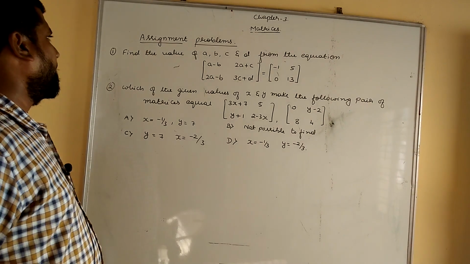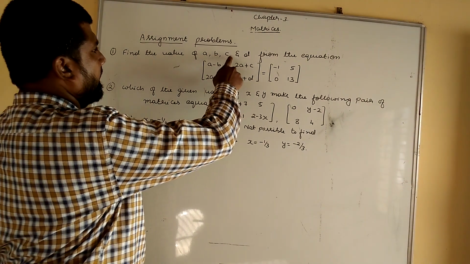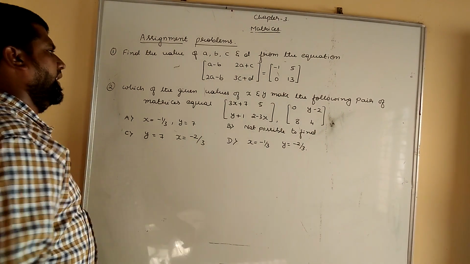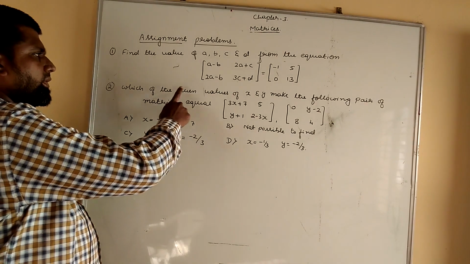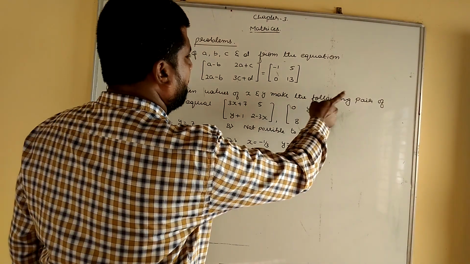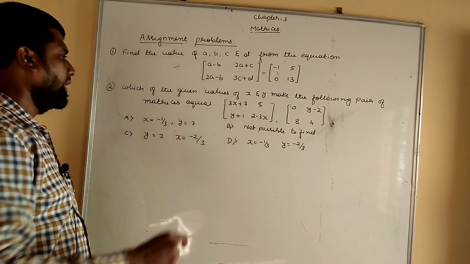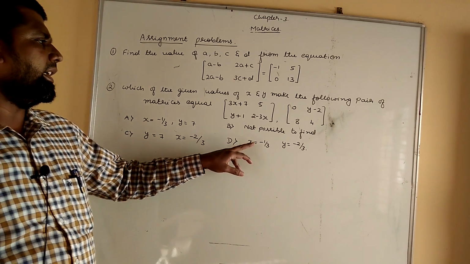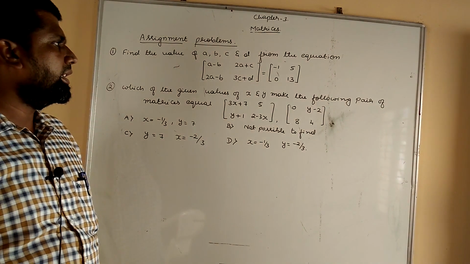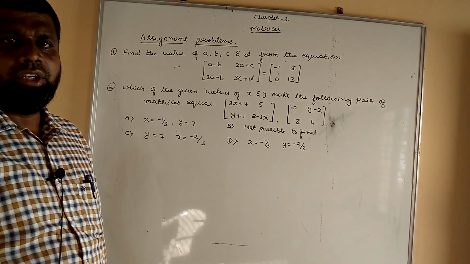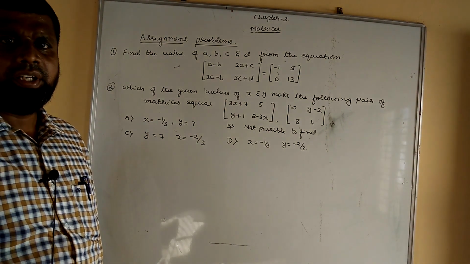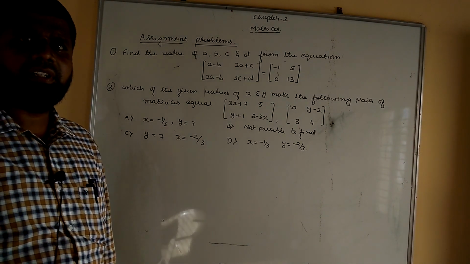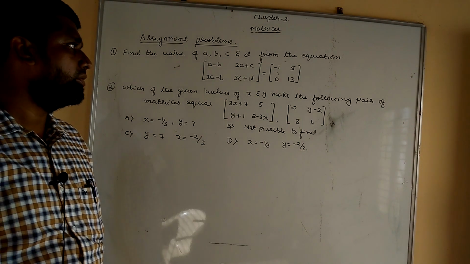Take down the assignment problems. Find the values of a, b, c from the equation. From this equation you have to find the values of a, b, c. Next problem is which of the given value of x and y make the following pair of matrices equal. In this option you have to find the answer by substituting the x value. If you substitute the x and y value in this equation, you should get the equal pair of matrices. You should solve the problems and you have to submit the assignment. You should keep the separate assignment book and you should write the notes in the separate book.